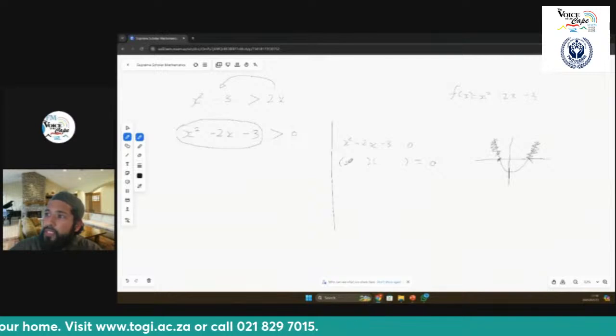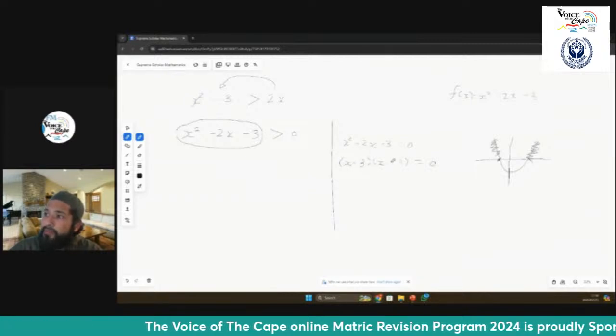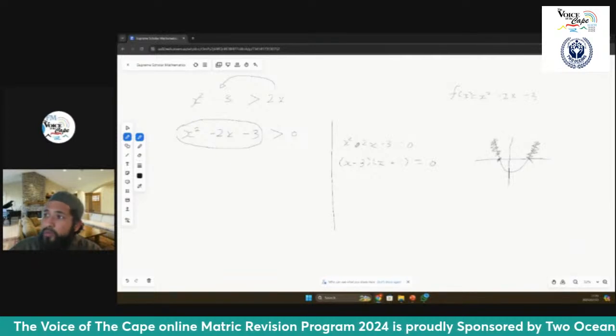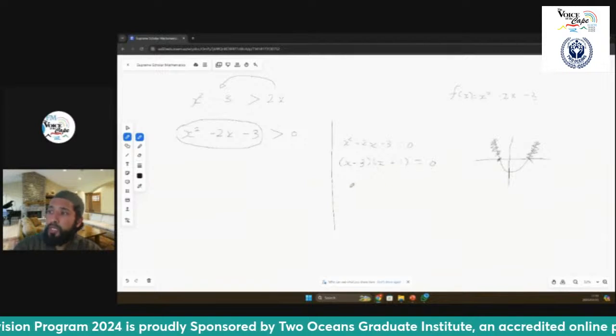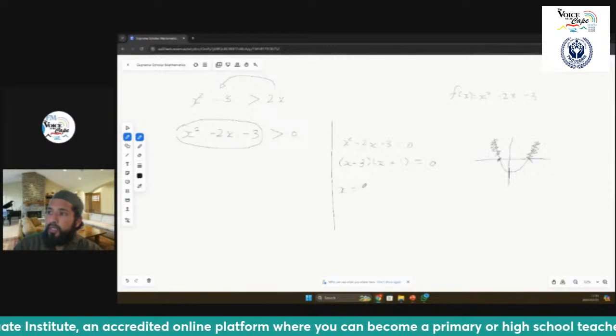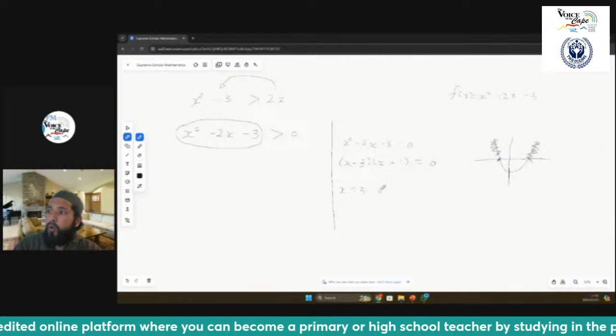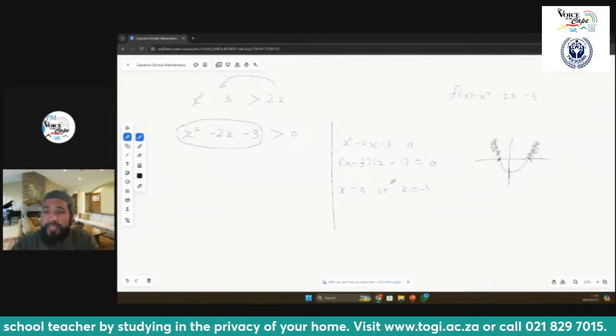You have an x here, and an x here. The two factors that will work here are 3 and 1. -3 multiplied by 1 is equal to -3, and -3 plus 1 is equal to -2. Then if you equate x minus 3 equal to 0, you get x is equal to 3, or x is equal to -1, right? See, there's even algebra in solving this equation.